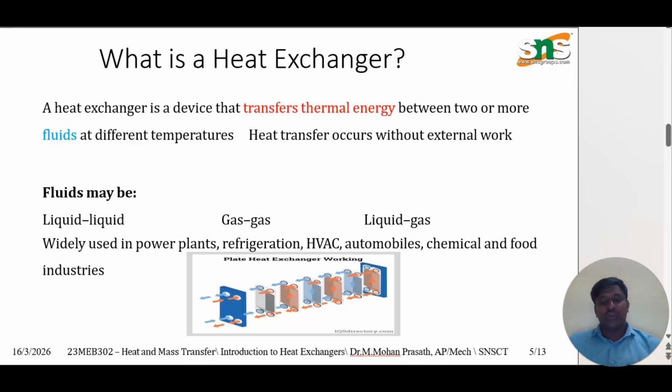The diagram shows the working principle of the plate heat exchanger. In a plate heat exchanger, the water is allowed to flow between the plates. The plates act as micro channels in which the heat transfer occurs between the fluids.